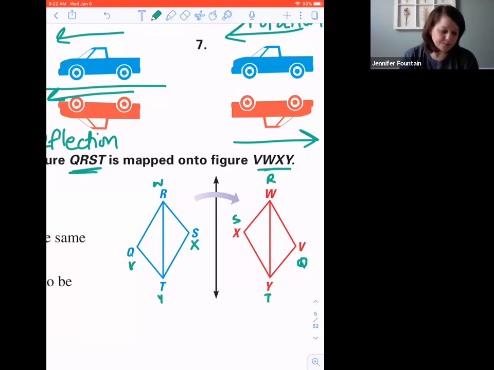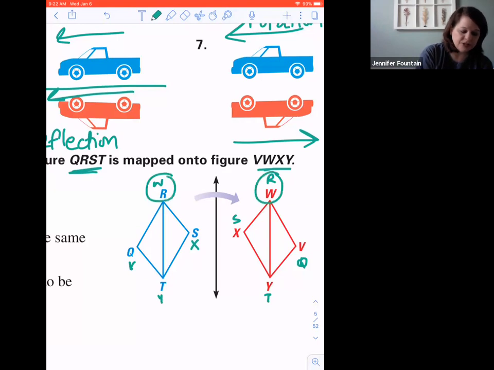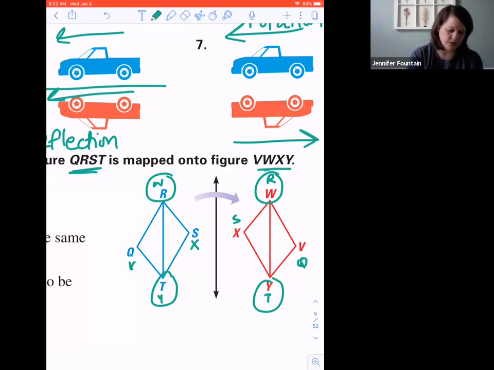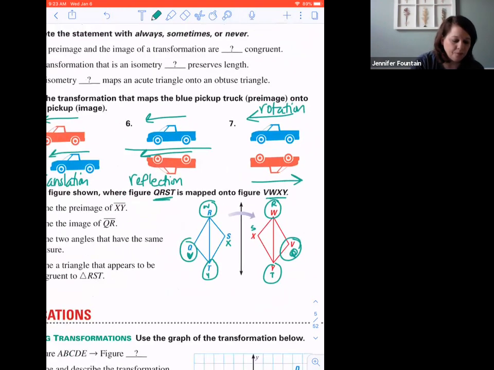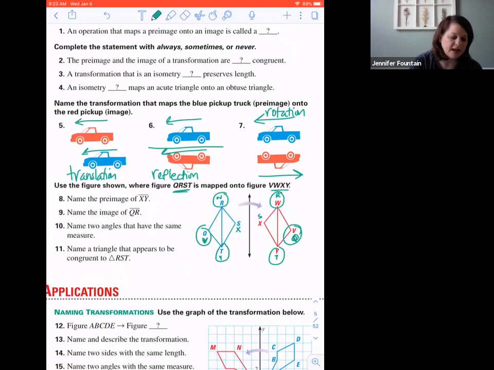So now looking at it that way, I can see that R and W are together. T and Y are together. But then when I look at Q, what did I do? Oh, Q and V. I was about to call that R, but it looked like a lowercase r. So then Q and V go together. So this is where I notice the change. Now R and T are both in the same place in both figures, but what has changed is V and Q and S and X, so what kind of transformation do I have here? I can see that I've got a reflection.